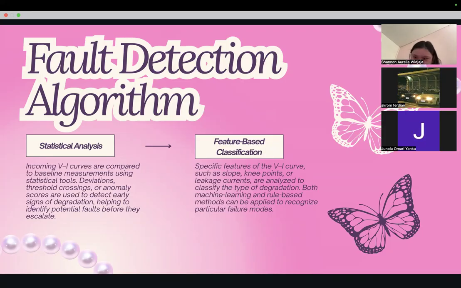And then feature-based classification. Specific features of the VI curve, such as slope, knee points, or leakage currents, are analyzed to classify the type of degradation. Both machine learning and rule-based methods can be applied to recognize particular failure modes.